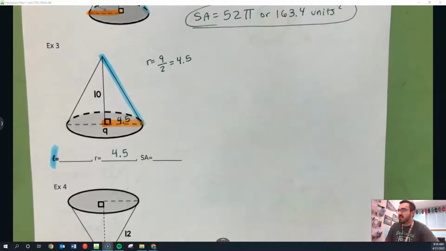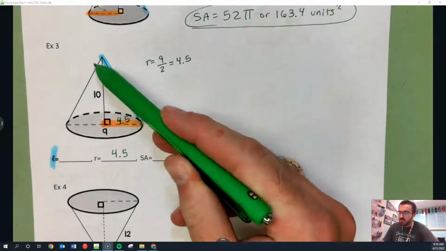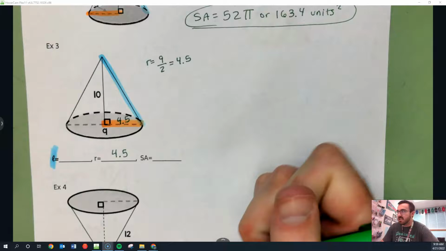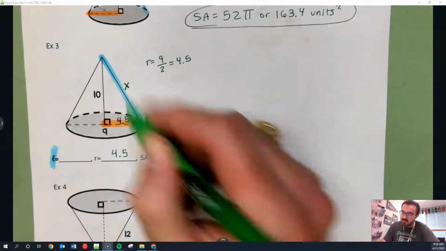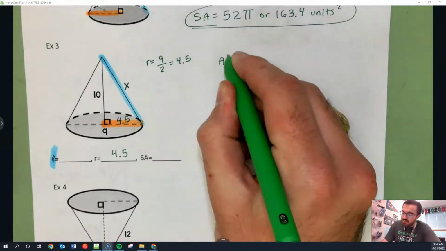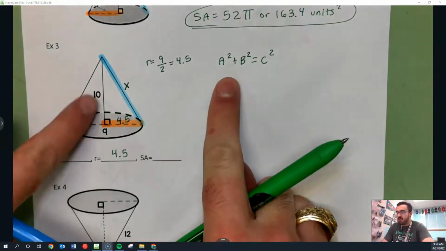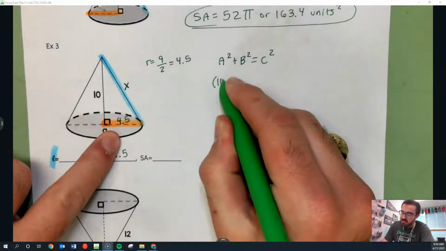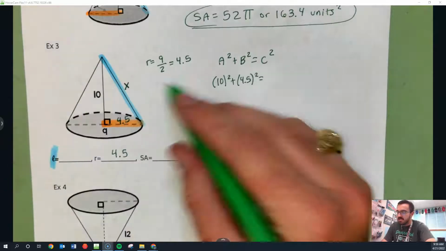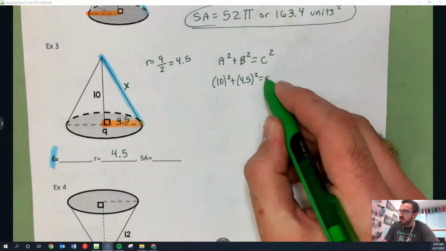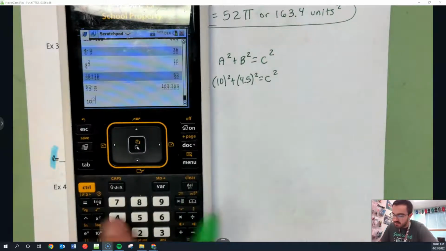All right, so if we know that this is 4.5, we know this is 10, how would we find the blue slant height? Well, hopefully you see this is going to be an a squared plus b squared equals c squared situation. So let's call this x. We don't know what it is. Let's use a squared plus b squared equals c squared. My a and my b would be 10 and 4.5. 10 squared plus 4.5 squared. The reason this is my c is because it's the hypotenuse. It's across from the right angle, so c squared. Let's see what that gives us.